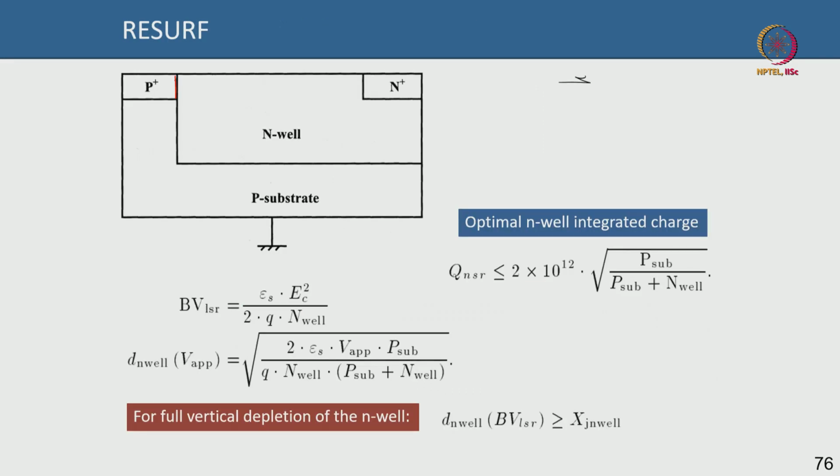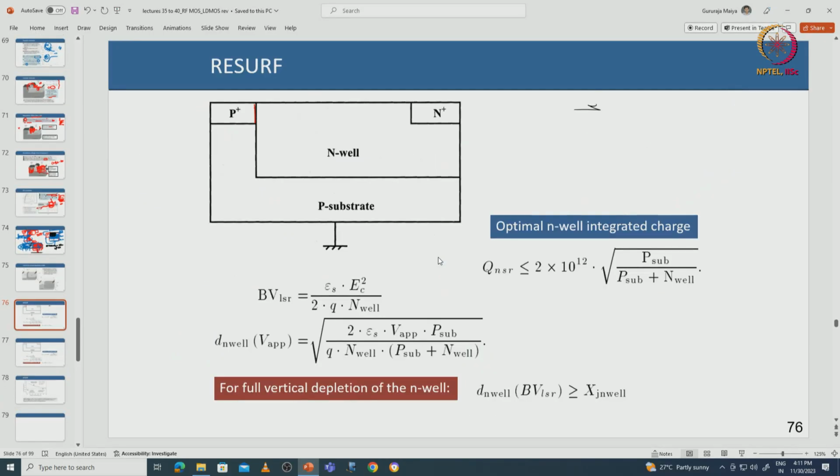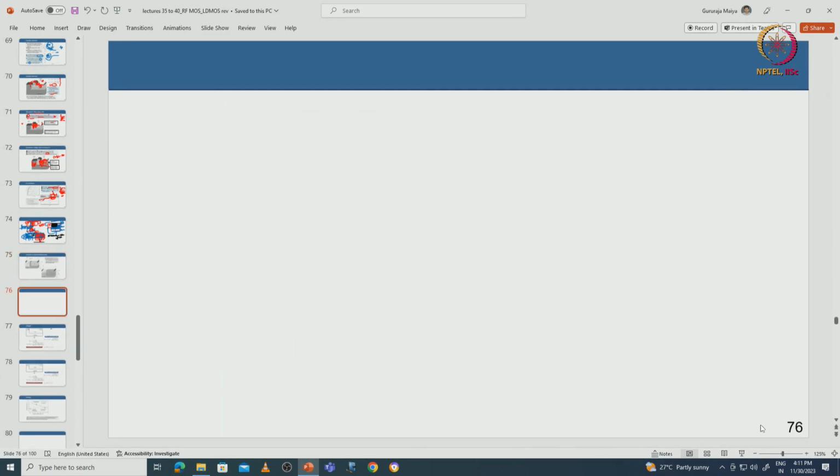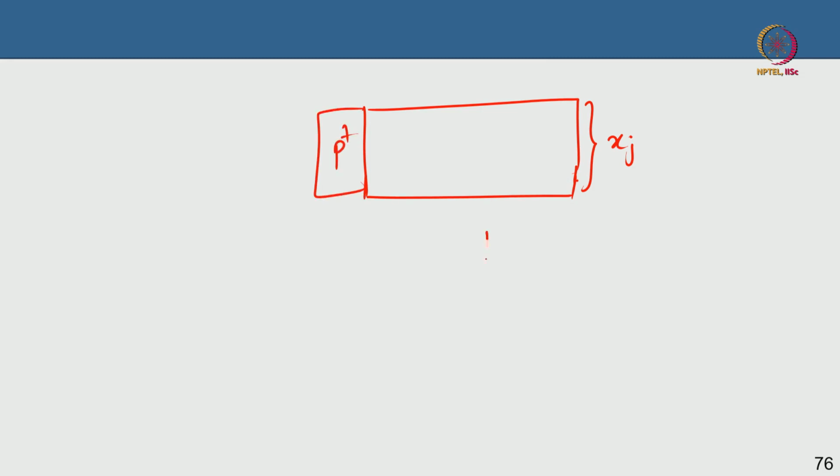Now, forget the equation here. Qualitatively, if I can tell you the equation without writing the equation, then the understanding becomes easier. Suppose this is the thickness of the N well, which is xj, the junction depth of the N drift region. This is your P plus and this is your P. This doping is suppose Nd and this doping is Na.